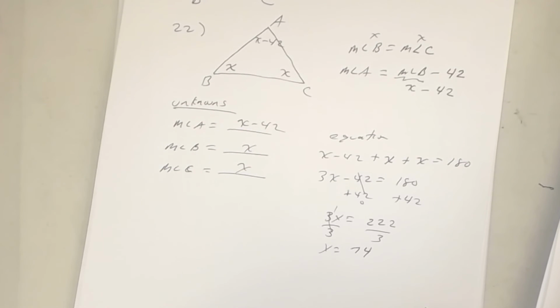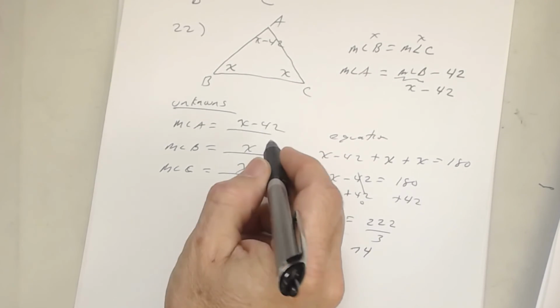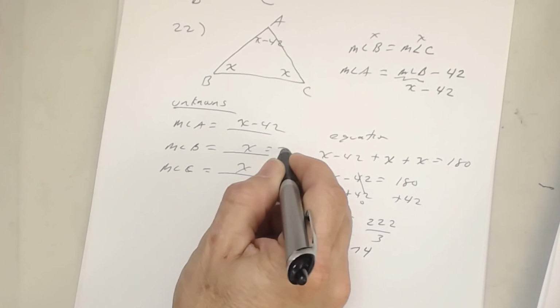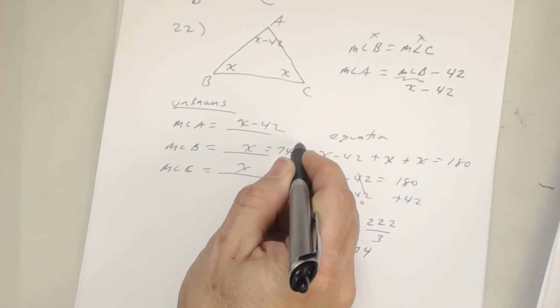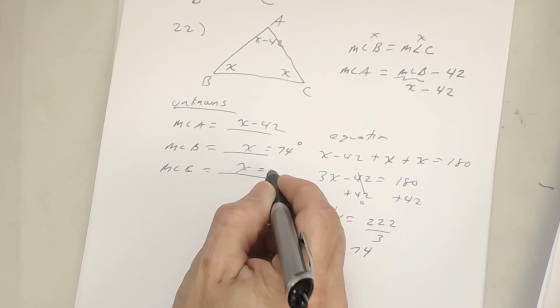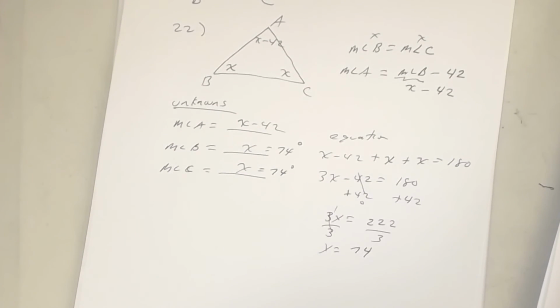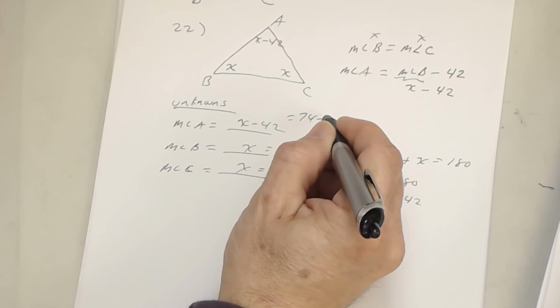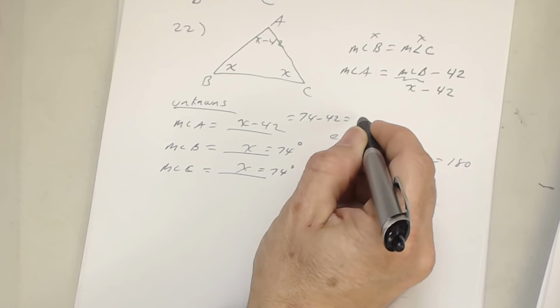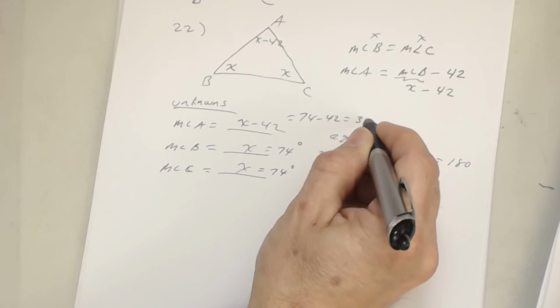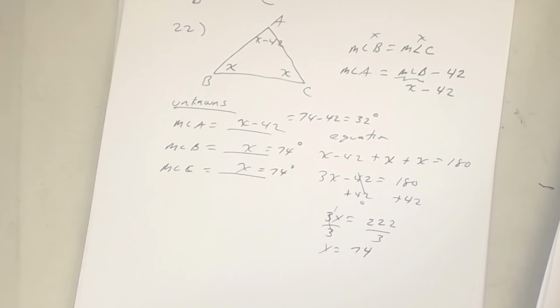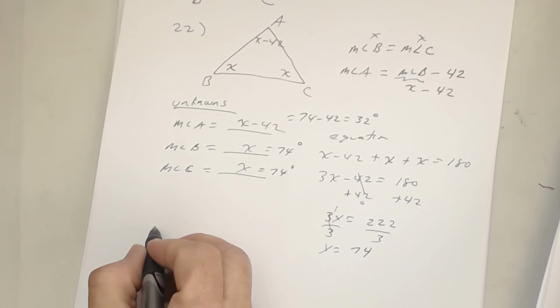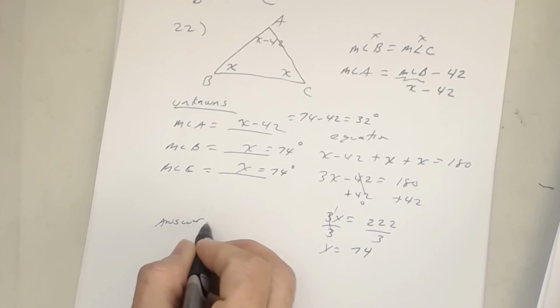All right. Now let's answer the question. Let's go back and use our unknowns. So x is 74, which means that the measure of angle B is how many? 74 what though? Degrees. Angle C is also what? 74 degrees. And angle A would be 74 minus 42, which is how many degrees? 32 degrees.